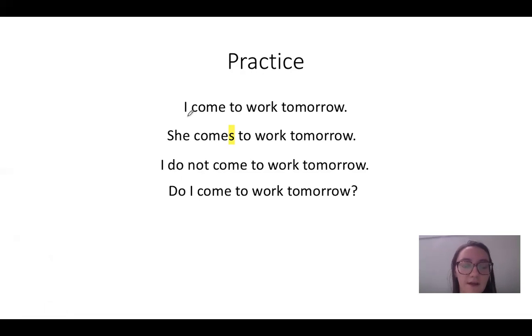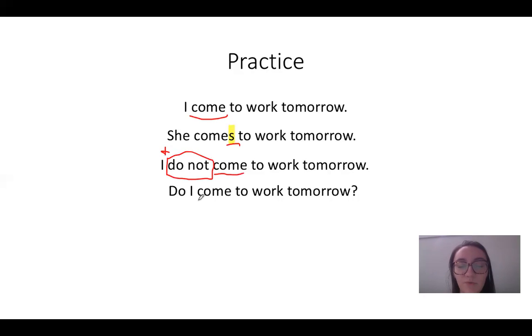So for the simple present tense just by itself, we just have that simple present tense verb right there. If we use he, she, or it, we just add the S. She comes to work tomorrow. When we want to say do not, we want to make it negative. I do not come to work tomorrow. All we do is we add that little bit right here, do not, in between the subject and the verb that we say. Do I come to work tomorrow?